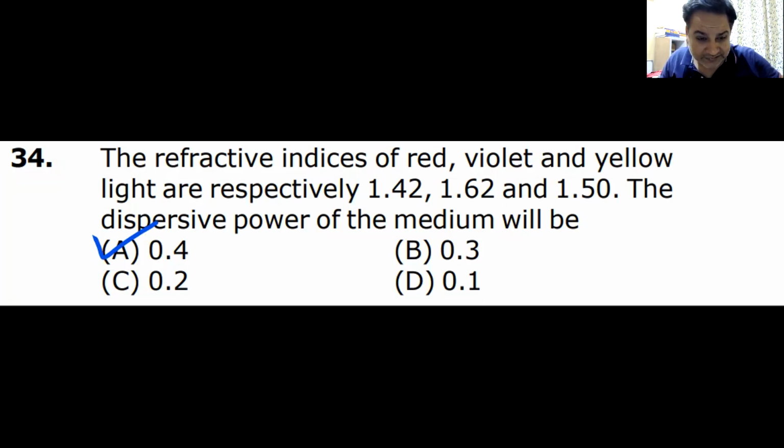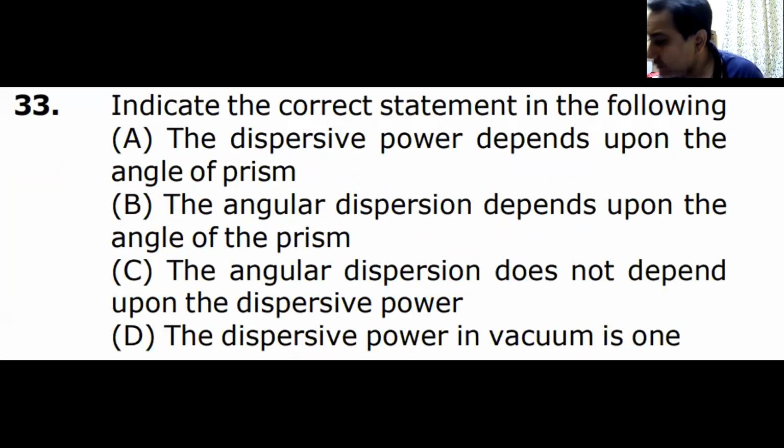Many a times you might get theoretical questions on this particular topic, and here is one of those. Let me have the answers for this one. Indicate the correct statement in the following. Which is the correct statement? Statement A: Dispersive power depends on the angle. Statement B: Angular dispersion depends on the angle of the prism. Statement C: Angular dispersion does not depend upon the dispersive power. Statement D: The dispersive power in vacuum is 1. So which is the correct option?